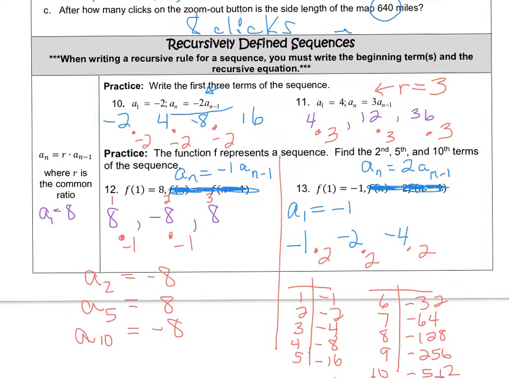Okay, so just using our recursive rule to find the next one in the sequence. On number 12, very quickly you could see it's going +8, -8, +8, -8. So to find my second, fifth, and 10th, I just looked at the pattern to see my odd terms were even numbers, my even terms were odd numbers. Then on number 13, I just filled out the table. I just kept multiplying each term times 2 until I got all the way down to get them all.